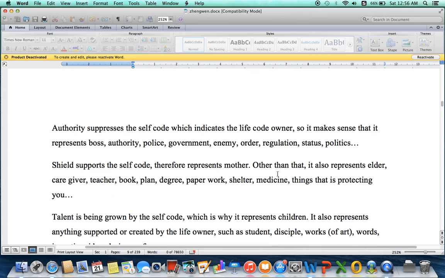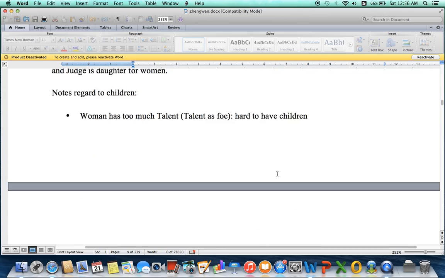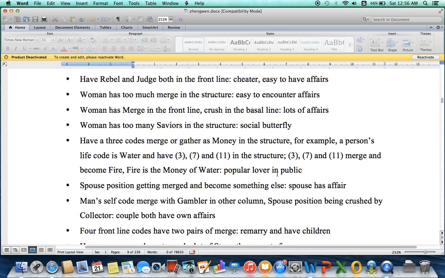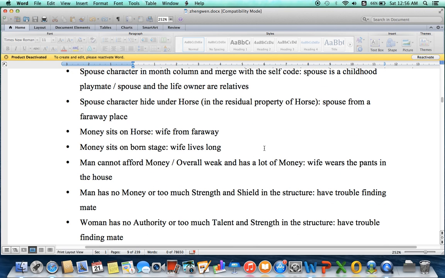But in order to make a basic prediction about a person's personality, it is the self code and the frontline characters. You don't have to say too much about it because if you give fortune telling like that, people will always agree with you because that's the most obvious thing about a person.